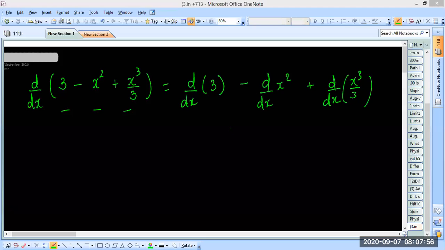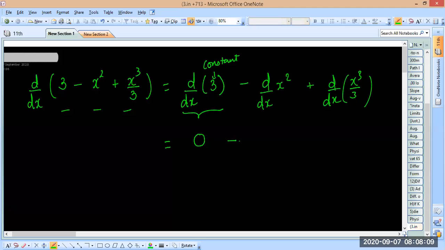Okay, so now we will use the other rules. Let's start. So this one, 3 is of course a constant. So differentiation of a constant is 0, minus d by dx of x squared. You have to use the rule, this one, d by dx of x raised to n is equal to n x raised to n minus 1. So if we do that here, we get n is 2, right? n is 2. I'm sure all of you see that. So this is 2 into x raised to 2 minus 1, means 1, right?